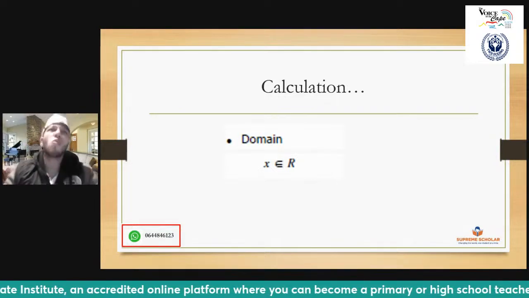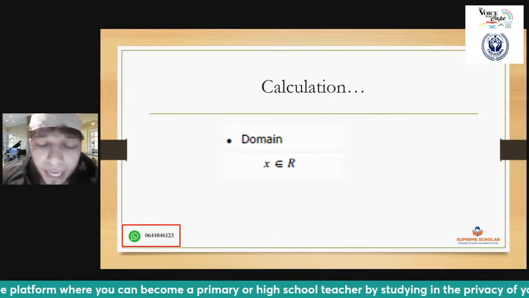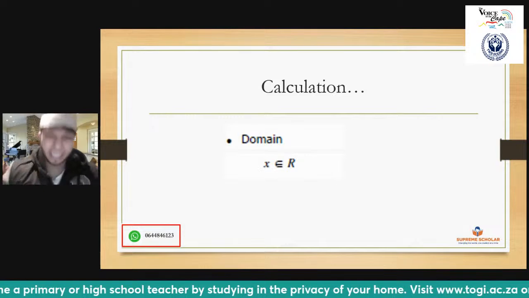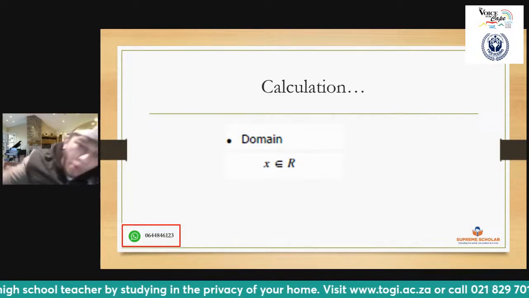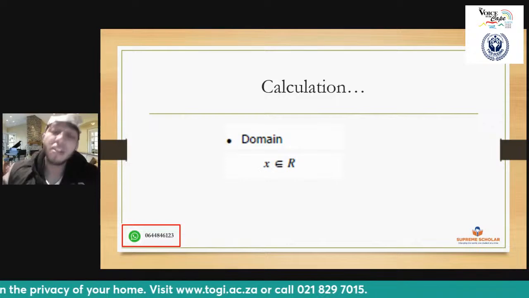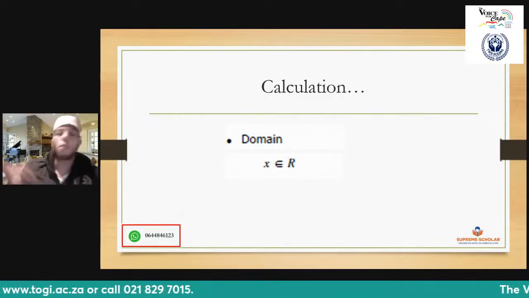Now, many students don't know what this means. They don't understand this. What this basically means is that the x value can be any value between negative infinity to positive infinity. It can take on any value, right? Between negative and positive infinity.